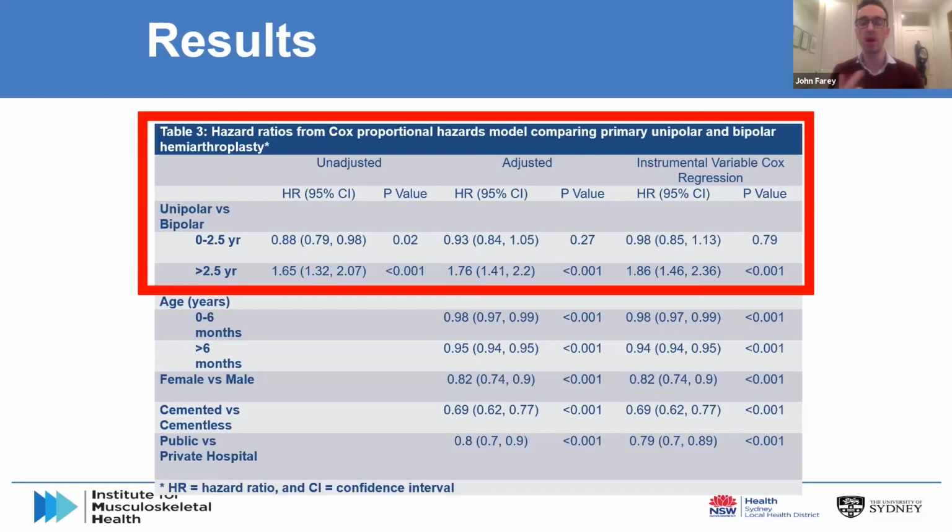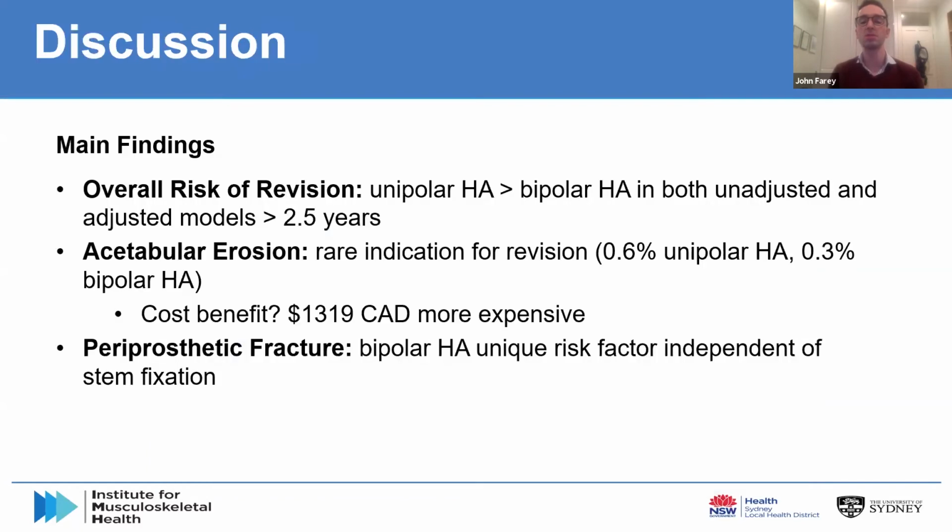But after 2.5 years, there is, it favours bipolar prostheses. Once we adjusted for the unknown confounders, that's the third column on the right, the strength of that association gets even stronger, giving us confidence in the robustness of our analysis. Next slide, thanks. So the main findings were that the unipolar had a higher risk of revision after 2.5 years, but before that there was no difference.